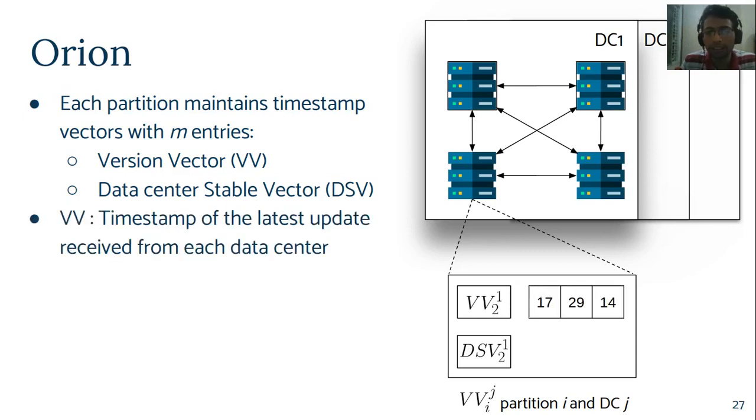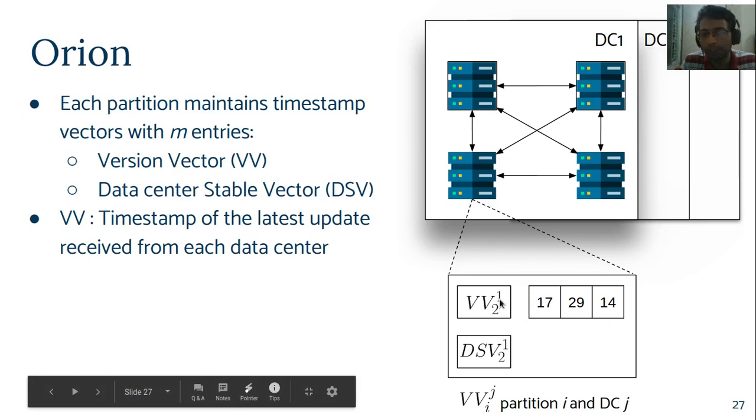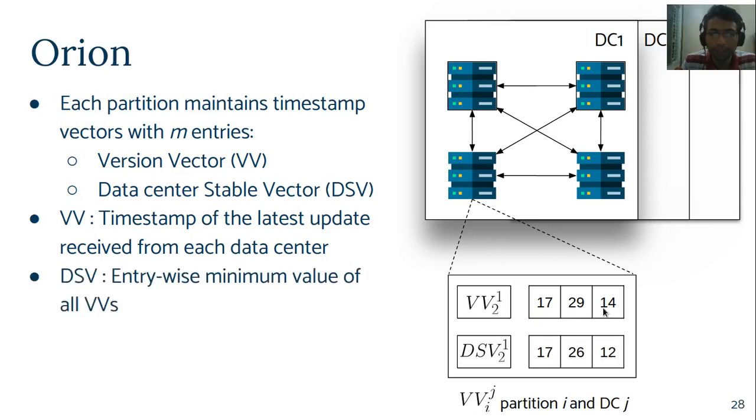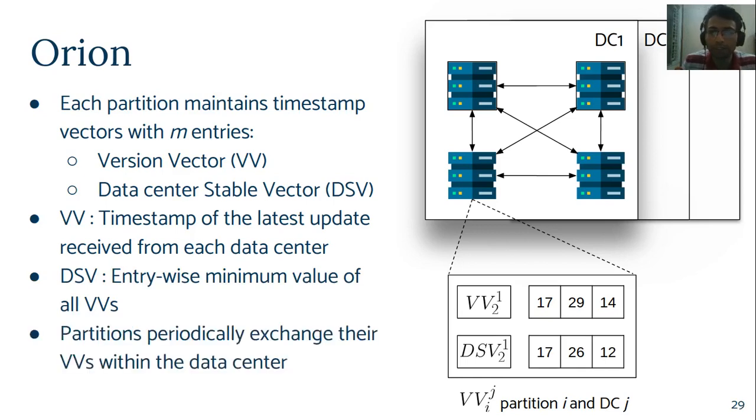Version vector contains the timestamp of the latest update received from each data center. In this case, version vector at partition 2 and data center 1 contains the three values 17, 29, 14 corresponding to each data center. DSV is the entry-wise minimum value of all the version vectors. In this case, DSV is 17, 26, and 12. Partitions within one data center periodically exchange their version vector. So in effect, DSV captures the lowest timestamp after which all the updates have been received from each data center.